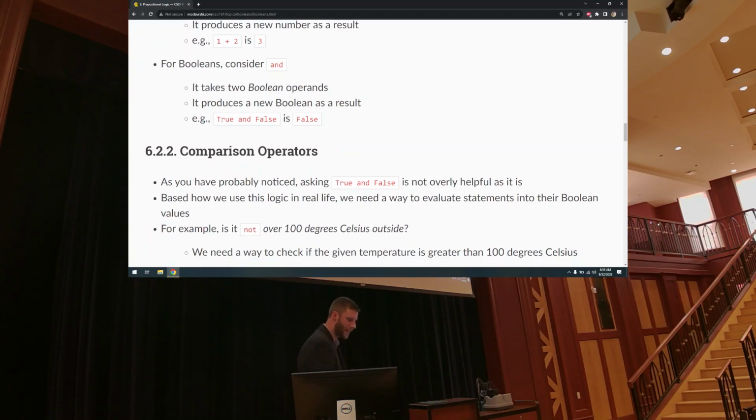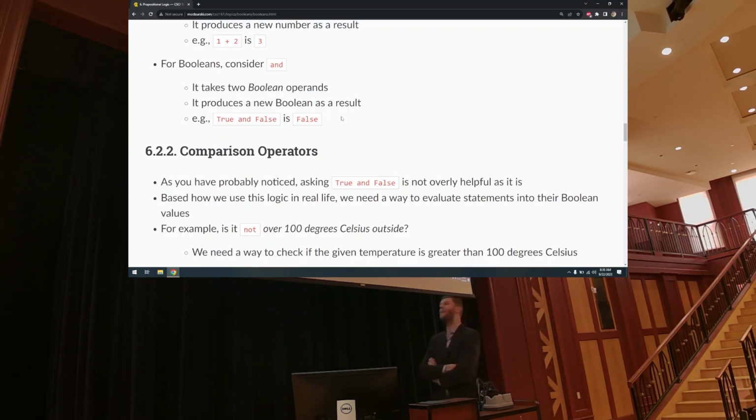Now, you look at a statement like this, true and false is false. It feels rather silly, right? Because why would I ever write true and false? Because true and false always gives me back false, in the same way that 1 plus 1 always gives you back 2. So using operators like this is not that helpful a lot of the times. In reality, we're going to be using it with variables and with asking questions and whatnot.